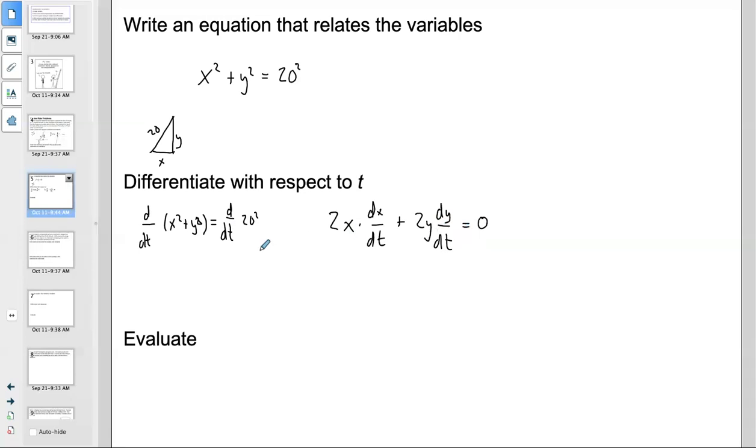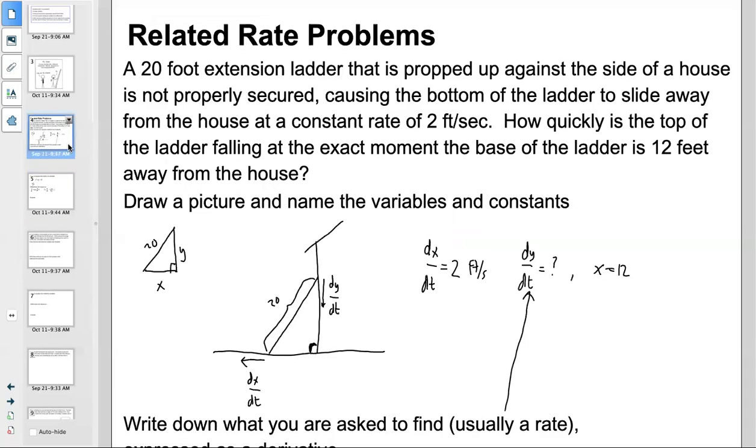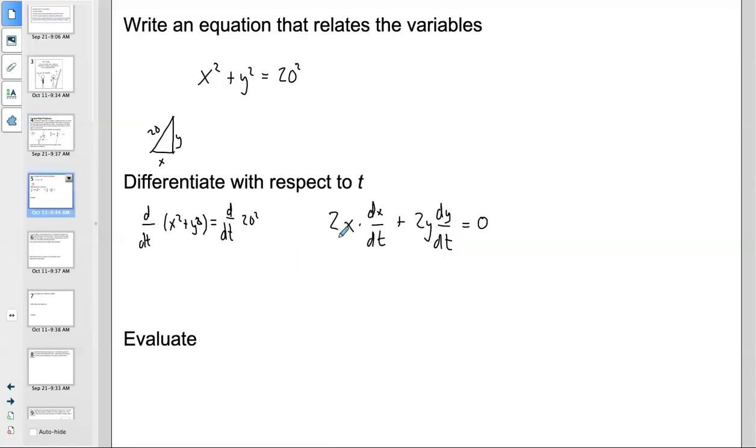So I've done this now. And then it says evaluate. That means plug in all the things that we have and find the thing that we're looking for. So we were trying to find dy/dt. We knew dx/dt was 2. So that's going to be 2. But I also need, so this is what I'm trying to find. I know this equals 2.